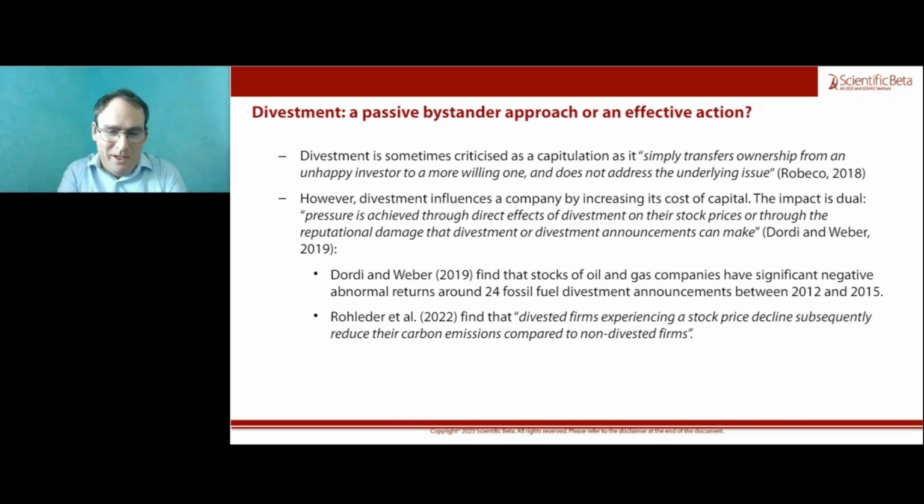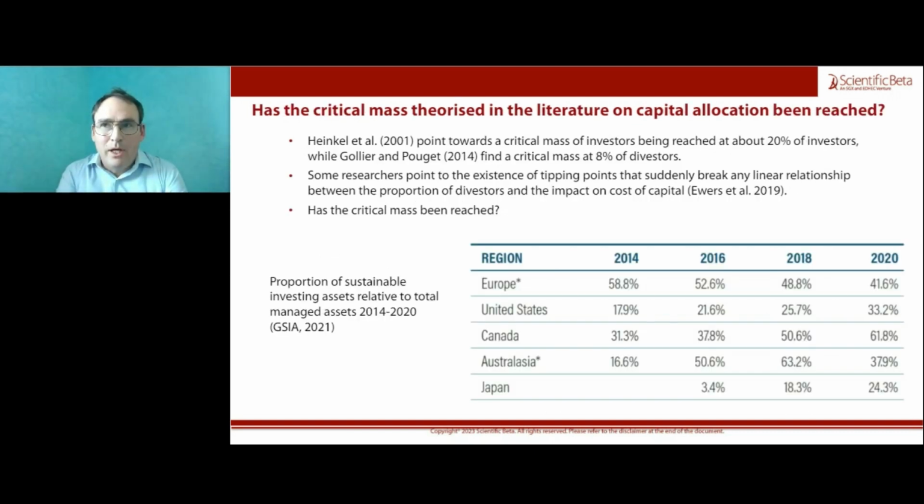It's been documented empirically. Now, this, nevertheless, in a more theoretical setting, there have also been some theoretical papers going all the way back to Heinkel et al. from 2001, and also some papers from 2014. Different theoretical models show that it's quite intuitive, of course, that if a critical mass of investors divest, it will have an impact on the cost of capital.